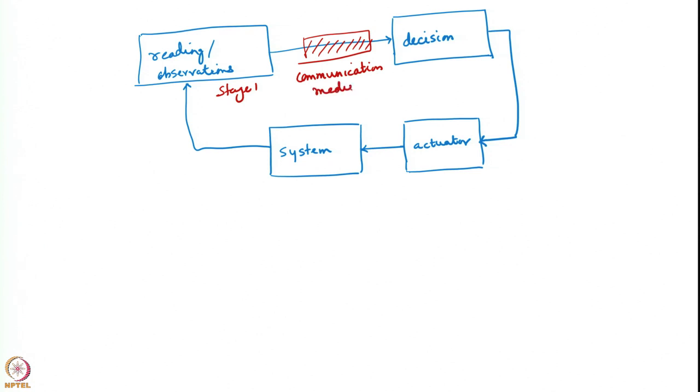There is implicitly present here a communication medium, let me call it that. And if these are wireless media, they usually involve noise and corruption or delays or something of that sort, and whatever comes to the decision maker will be corrupted by all of this. So we have stage 1 here, which is reading and observations. We have then stage 2, wherein one takes decisions.